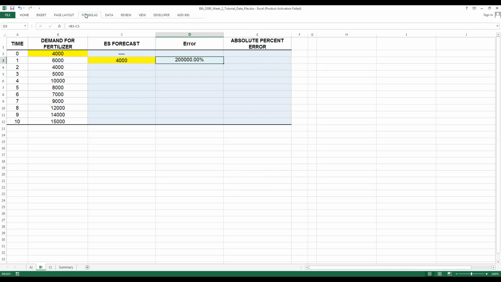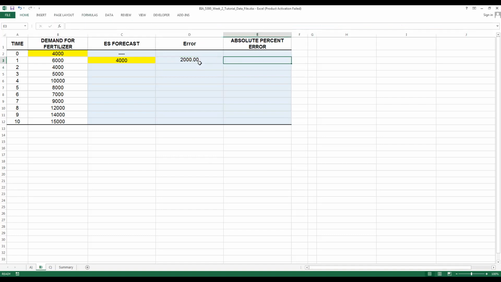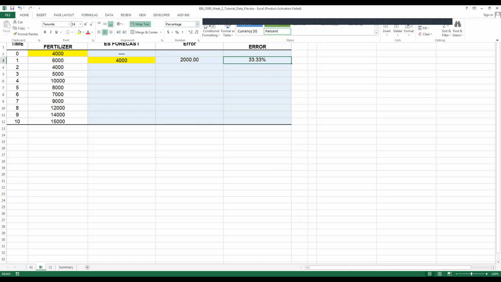Whoops, that's the wrong format. That is formatted as percentage. I want that just to be number. And that's fine. Actually, I'll keep 2 decimal places. For absolute percent error, we want to do that is the error divided by the actual. And you can see this is already in the percentage format, so that's good.